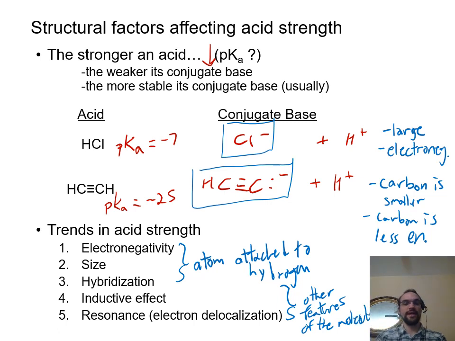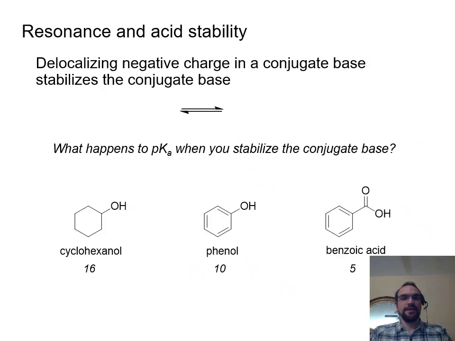All right, so we will look at some examples of this and be able to apply these trends, just to give you a little review. So when it comes to resonance and acid stability, being able to delocalize the negative charge in the conjugate base stabilizes the conjugate base, right? And just remember how this terminology works.